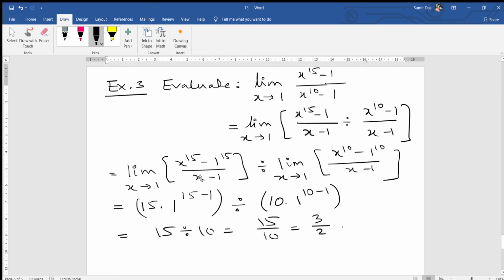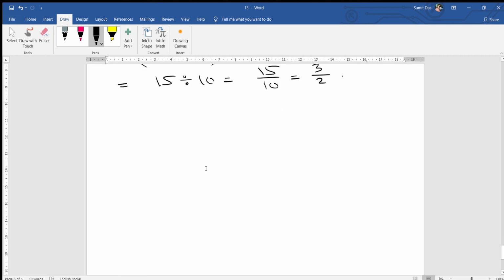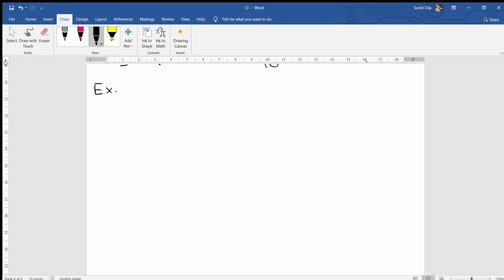Now I'll do a very important example. Another example. Example 4. This is a very important one. Limit x tends to 0, square root of 1 plus x minus 1, divided by x. How to do this one?